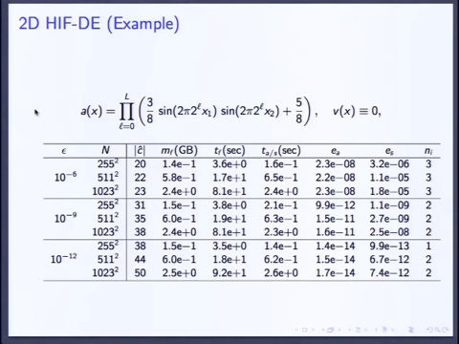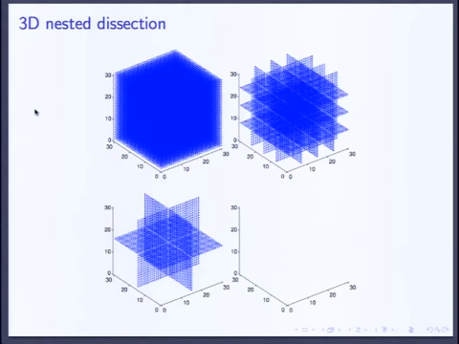So I'm going to quickly go through the 3D example. Here in 3D you have all the degrees of freedom. The 3D nested dissection is going to again do the same thing, where you partition into different cells, then merge cells and do the Schur complement.